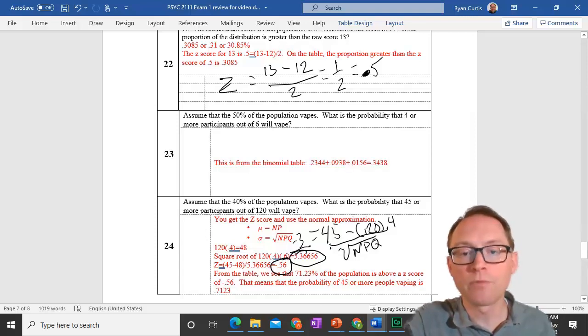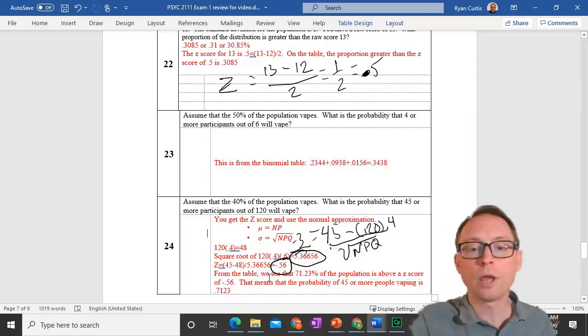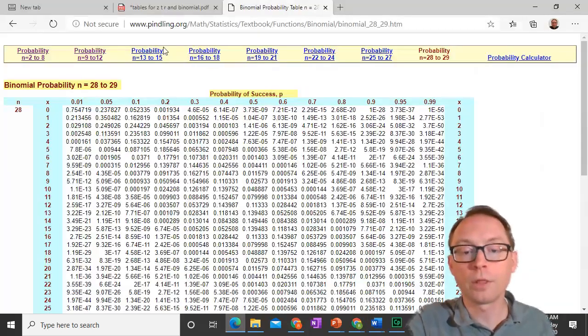And the question is, what is the probability that 45 or more participants are going to vape? So what we're looking for, on the normal distribution, is the proportion of the distribution that is above -0.56. It's going to be the larger portion because this is less than the average, negative, right? We're going to be looking at the larger portion.